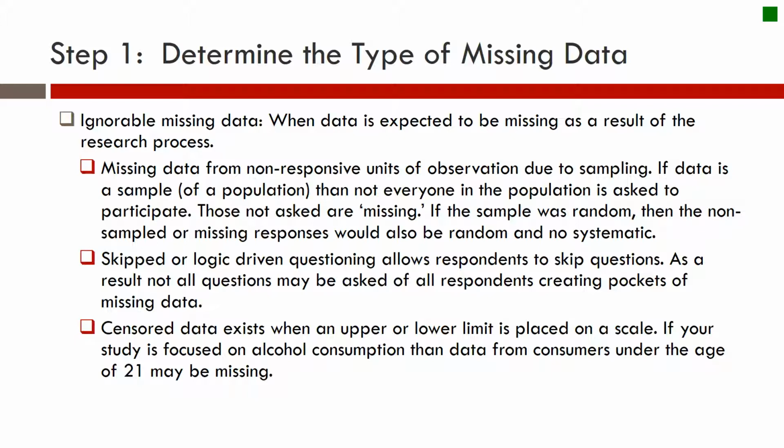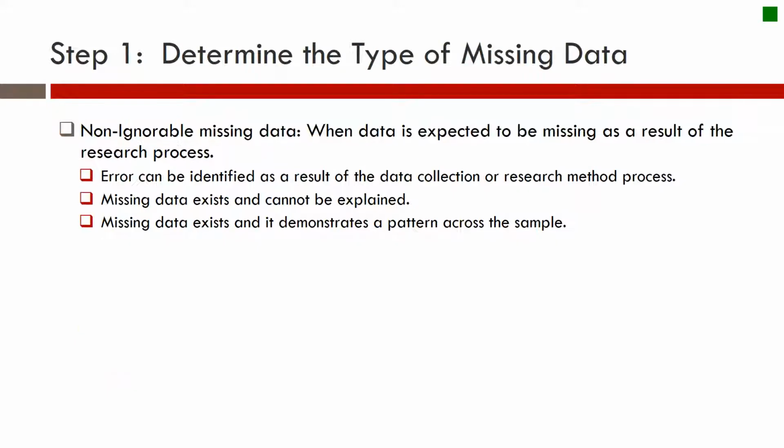There's a constraint there, so there might be some oddities in your data where you have missing data from individuals who don't meet that age requirement. Okay, so those are ignorable types of missing data, and we see this from time to time where data will not be there, and we'll scratch our head and wonder, whoa, we should have data here, but in fact, there's a reason why we don't.